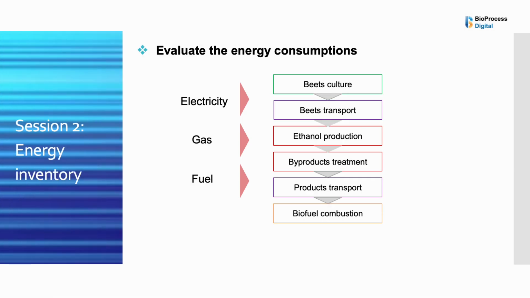In Session 2, you will calculate the energy inventory for the bioethanol life cycle, which includes electricity consumption for equipment operations, natural gas usage for heat generation, diesel fuel consumption for powering tractors and trucks.